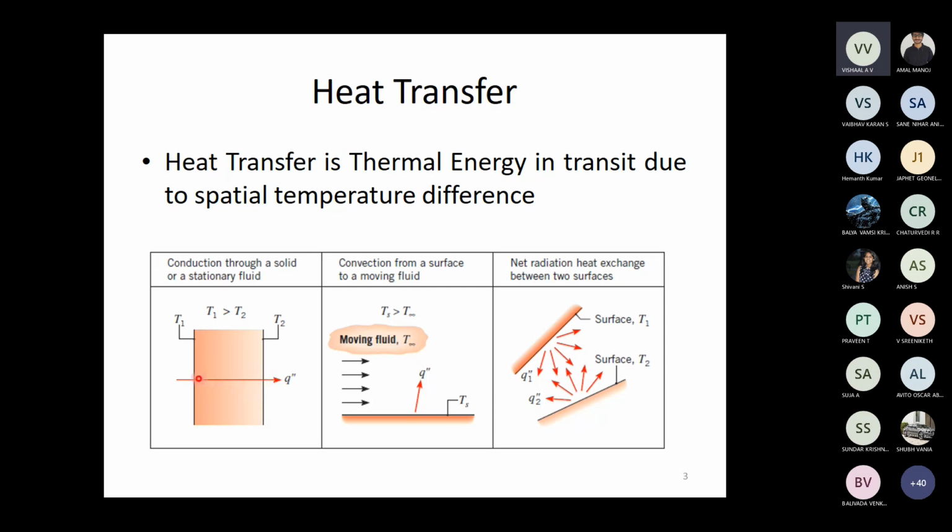So heat conduction takes place through a solid material or a stationary fluid. Sometimes this material doesn't have to be solid; it can also be liquid, and conduction will be the predominant mode of heat transfer provided this liquid is stationary. That is an important condition.